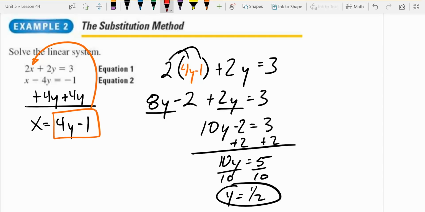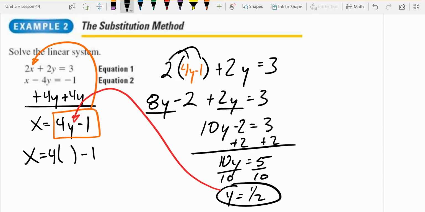We're going to substitute that value of y in for y in our other equation. x equals 4 times y minus 1, and we're substituting in a 1/2. It's a fraction. Half of 4 is 2. 2 minus 1 is 1. So our solution is 1, 1/2.